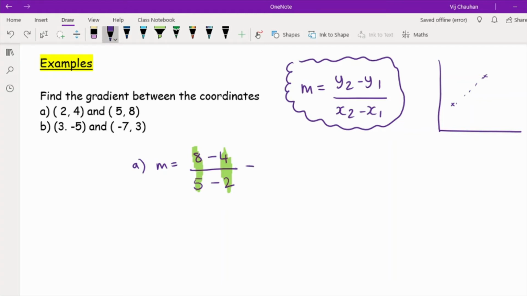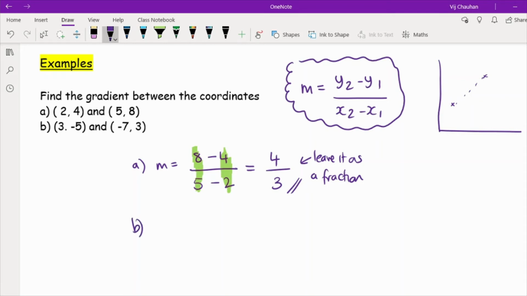So all I then need to do is simplify that. 8 take away 4 is 4, 5 take away 2 is 3, and that is my final gradient. So there we've got a gradient of 4/3. What I'd recommend that you do is leave it as a fraction. Try not to write it as a recurring decimal. I would shy away from using decimals. At this level, try and work with fractions.